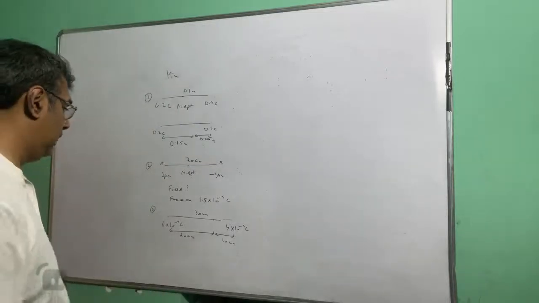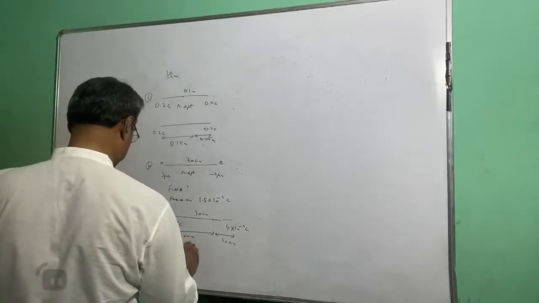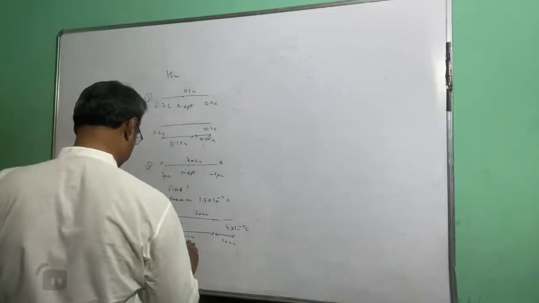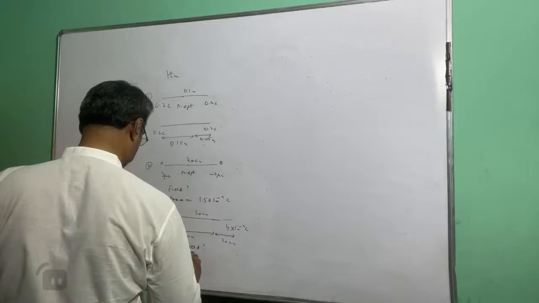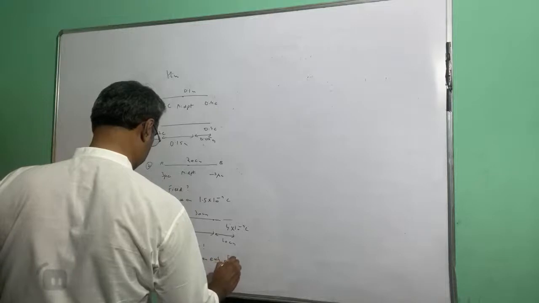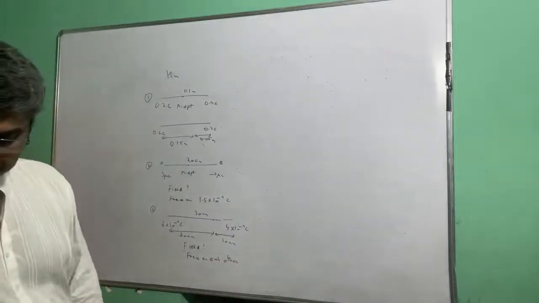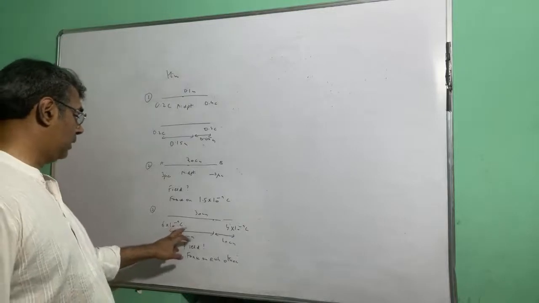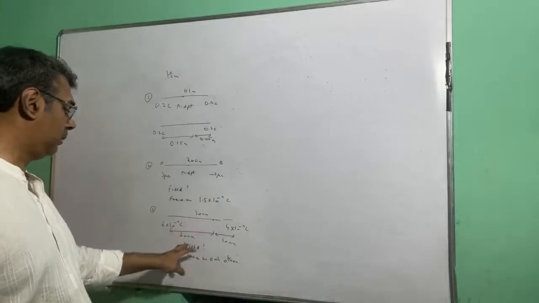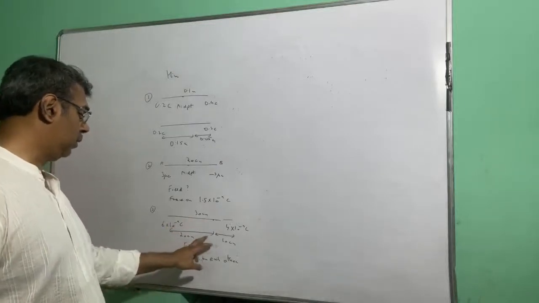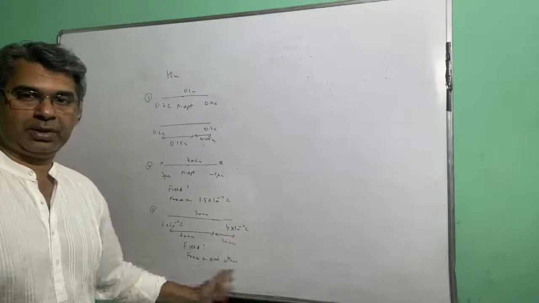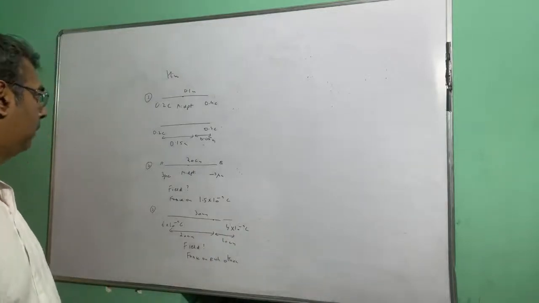Question number 3. There are two charges, 6 × 10^-9 coulomb and 4 × 10^-9 coulomb, and they are 30 centimeter apart. The first question is that there is a point 20 from the left and 10 from the right. What is the field? Same question, second part: what is the force they both are exerting on each other? That is the second part.